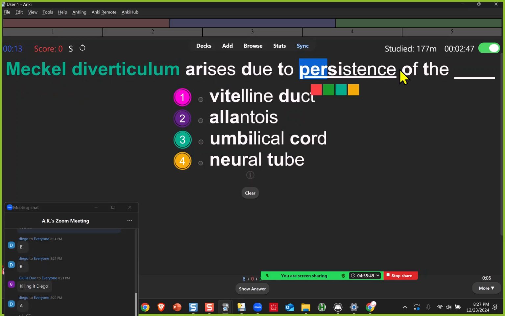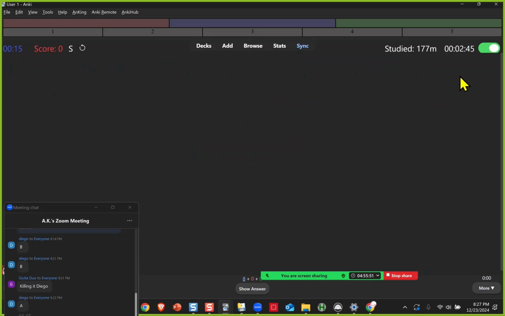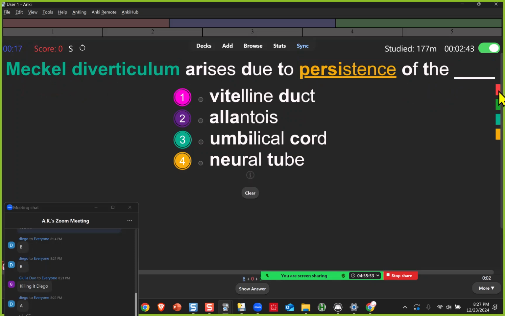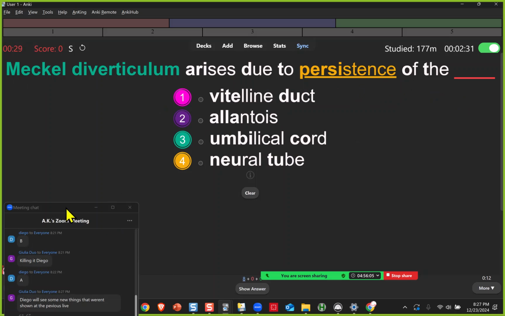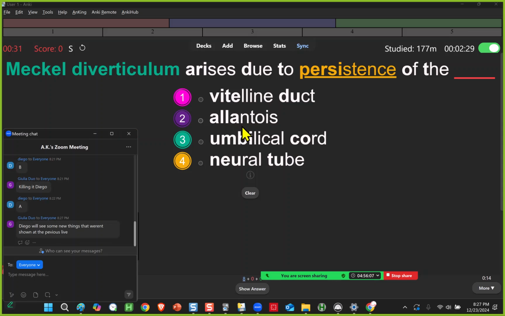Arises due to persistence of, let's say I just want to highlight everything because I just really want to make sure the colors are standing out. Meckel's diverticulum arises due to persistence of the, and I'm using my remote control to answer these questions, guys. And so, yeah, so do you guys know the answer to this? Yes.